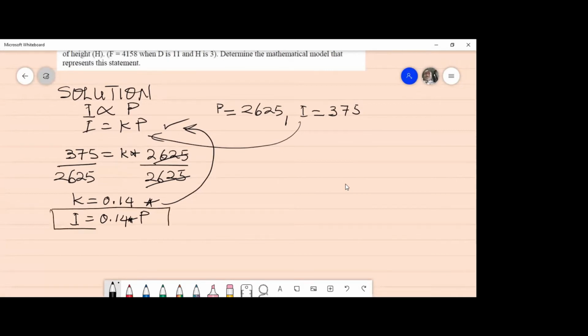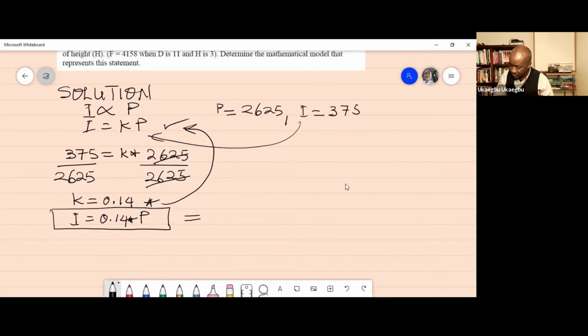Mr. Okegu? Yes. On number one, I found that 0.14 is a long decimal, and in fraction form it's 1/7. If we put that, would it be correct? That's also correct. So it can be I equal to 1/7 multiplied by P.